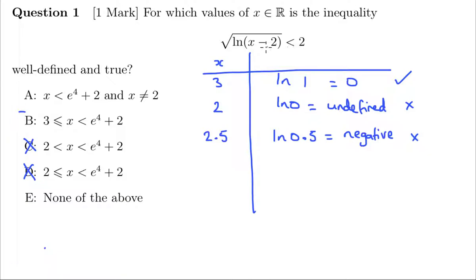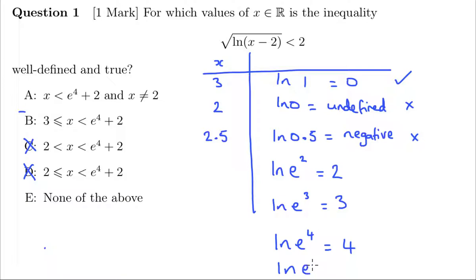The other end is saying that our answer has to stay less than 2. We know that 3 works. 3 gives us an answer of 0, so 3 is okay. If I tried to log e, okay, so here we've got e. If I did log of e squared, the answer is 2. If I try to log e cubed, the answer is 3. If I try to log e to the 4, the answer is 4. If I try to log e to anything, the answer is anything. Okay?